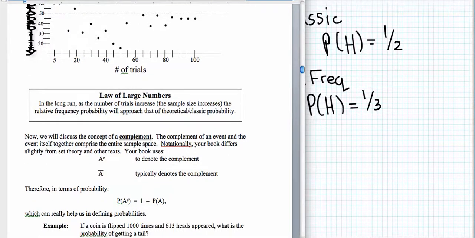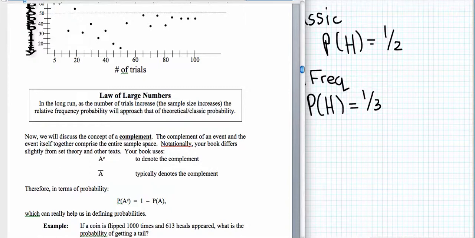So we're going to discuss the concept of the complement as being A with a superscript C, or A with a bar over it, right? This is typical notation, the A with a bar, A with the superscript of C being easier to write. And we're going to talk about the probability of the complement as being equal to 1 minus the probability of the event.